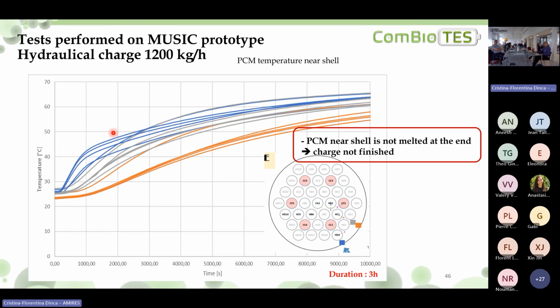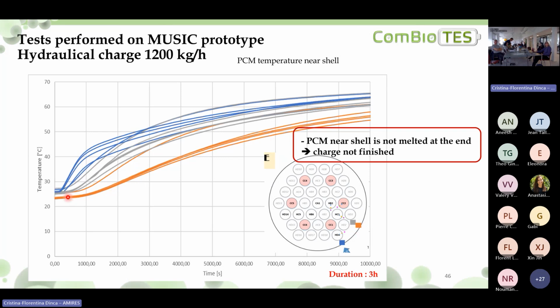And I think finally for the hydraulical charge, here are the temperatures of some temperature sensors near the shell. In blue and in gray, the temperature sensors are outside of the tube bundle, but near the tubes. And the orange one is outside of the tube bundle and at the furthest location from the tube bundle, so really near the shell, where there is a huge thickness of PCM.